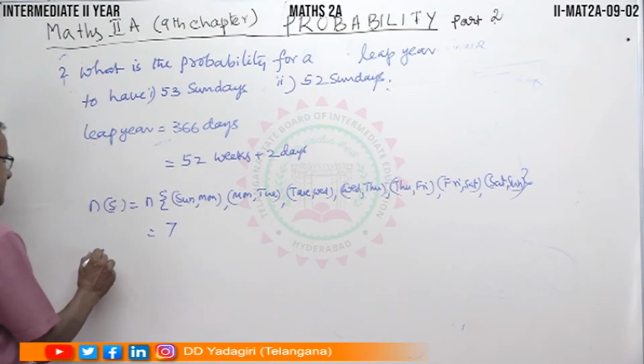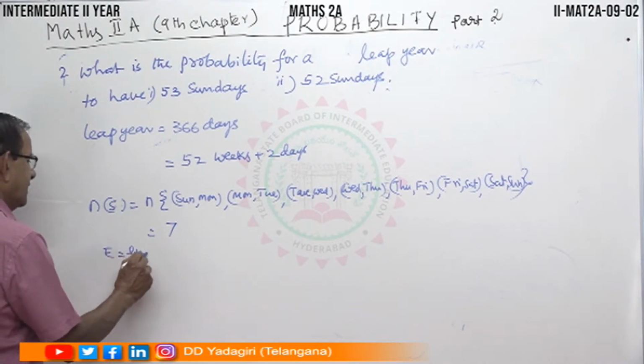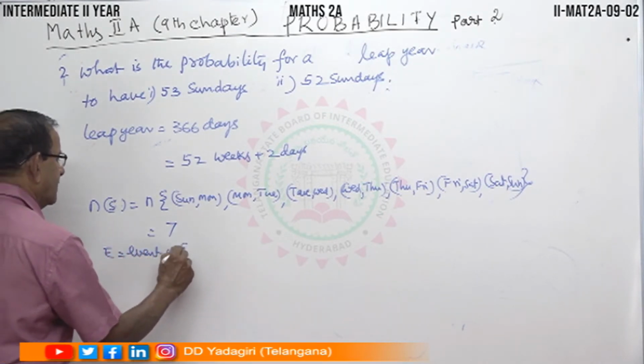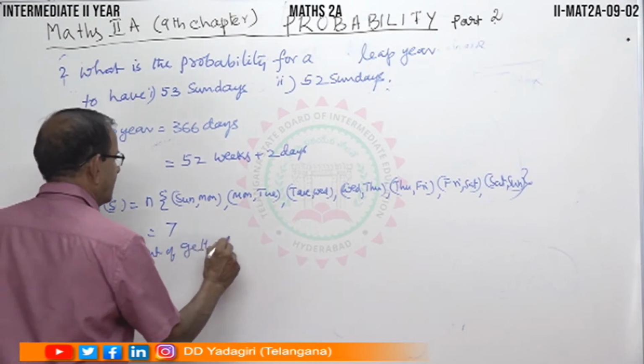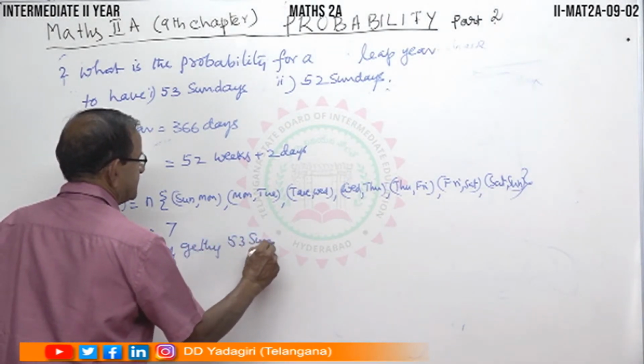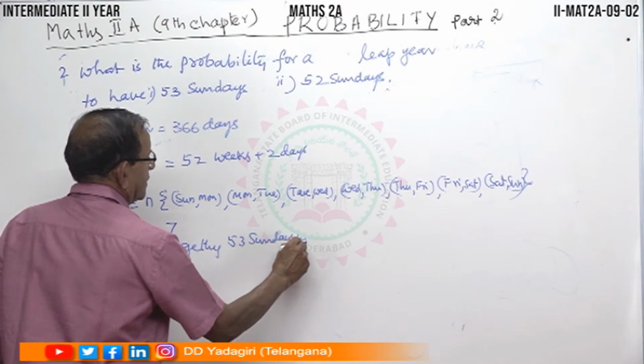Now, let us take E is equal to the event of getting 53 Sundays in a leap year.